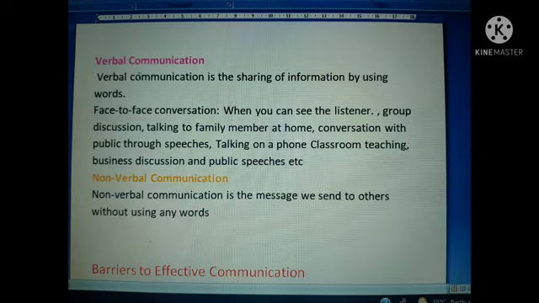Then go to the second one, non-verbal communication. Non-verbal communication is the message we send to others without using any words.